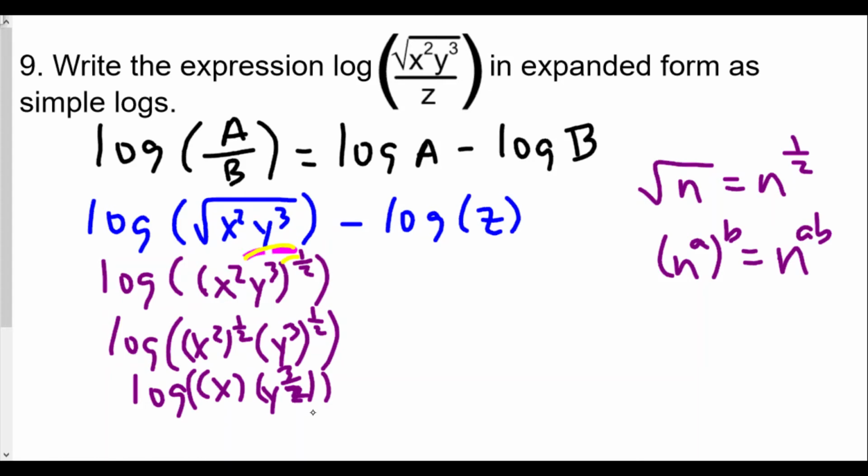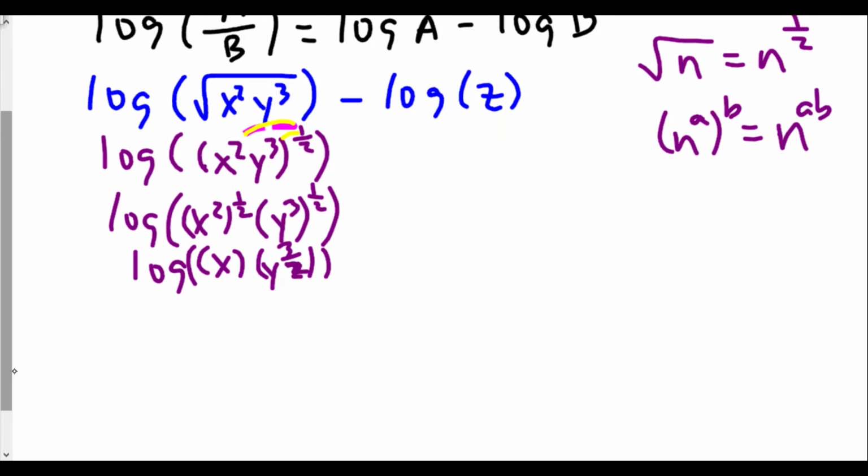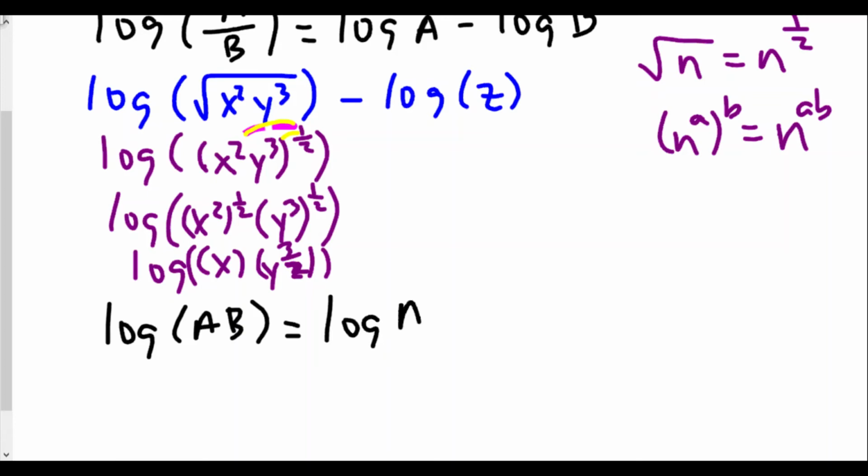Now at this point we're going to use our product rule. The product rule is: the log of a times b. We have two terms inside the log that are multiplying each other. We write that as two logs that are adding: log of the first plus log of the second. This is our product rule.